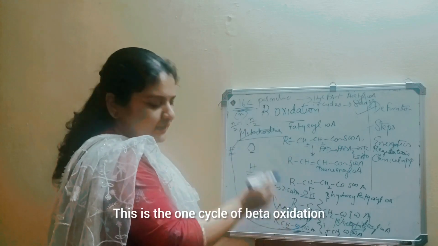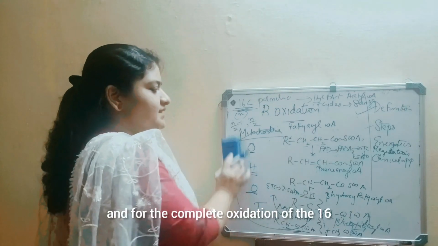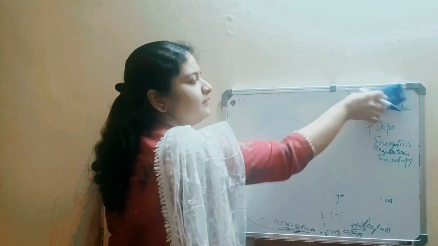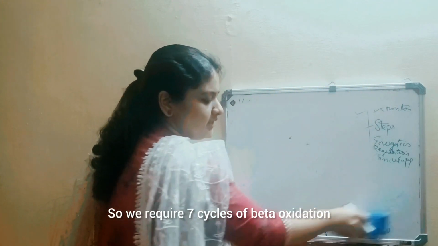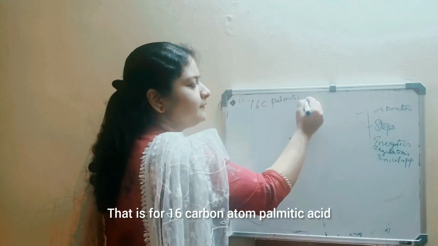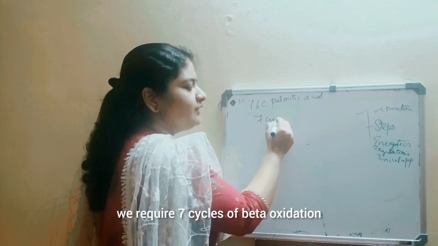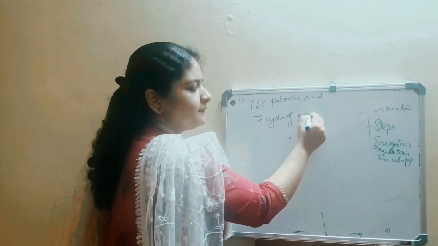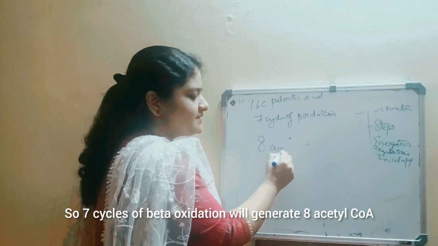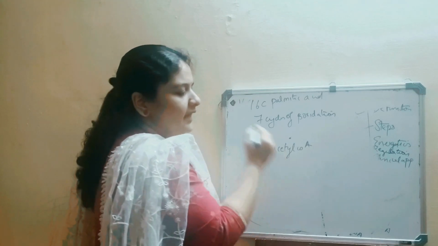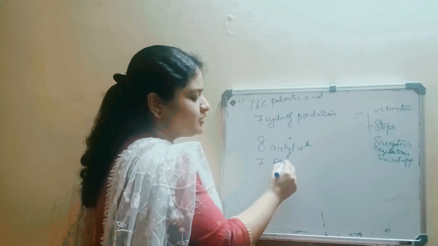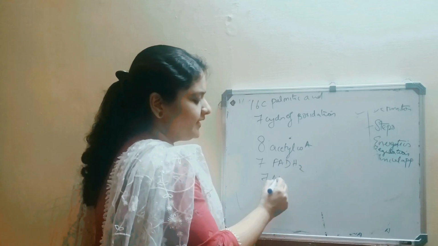This is one cycle of beta oxidation, and for the complete oxidation of 16-carbon palmitic acid, we require 7 cycles of beta oxidation. So 7 cycles of beta oxidation will generate 8 acetyl CoA, and each cycle generates 1 FADH2 and 1 NADH. So 7 FADH2, 7 NADH.